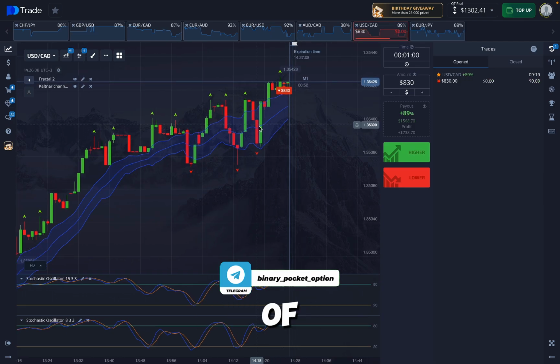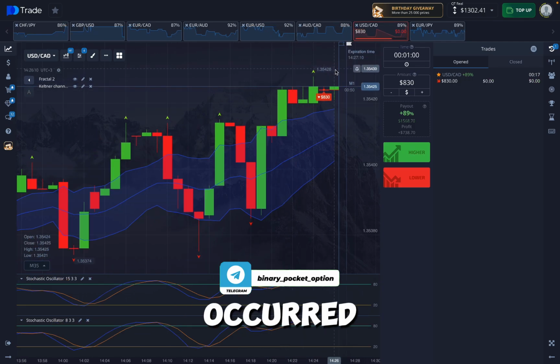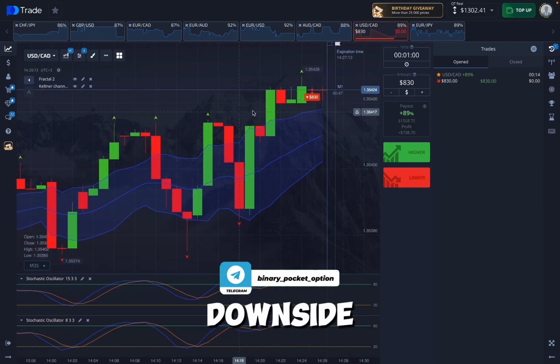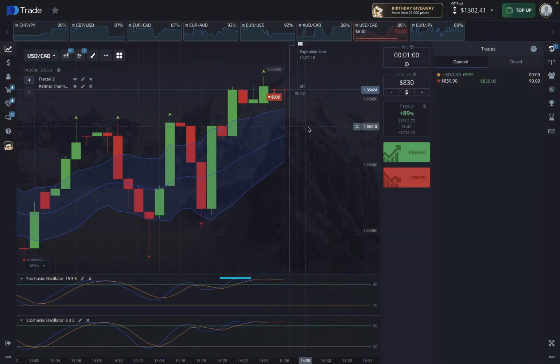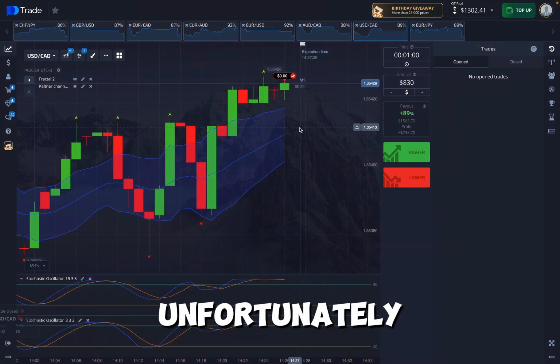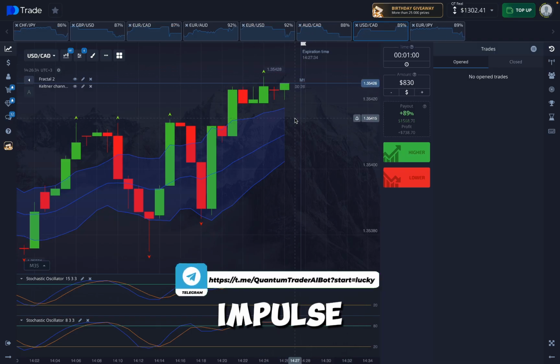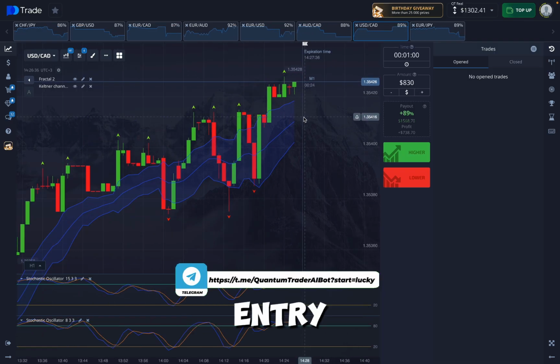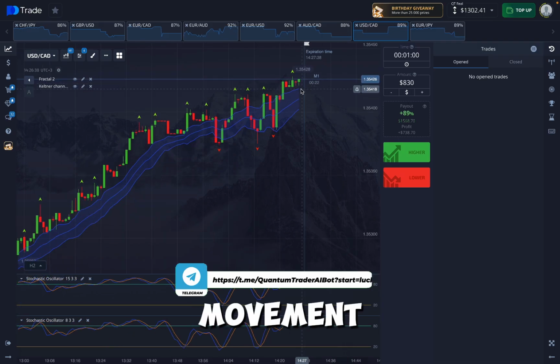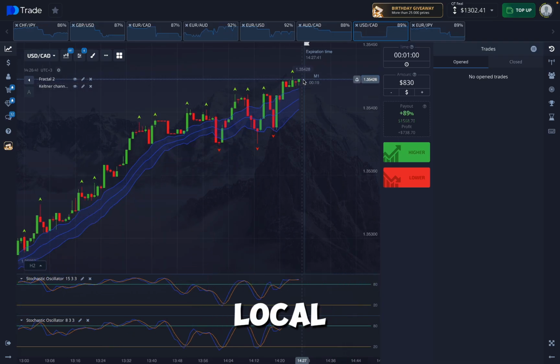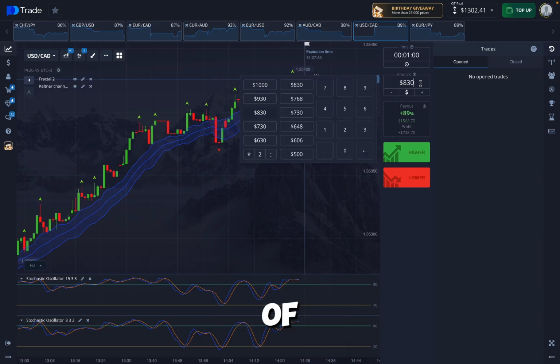The formation of a local high has already occurred. We should expect a downside exit. Okay, and the trade is unfortunately closed in the negative. At the last second, we had an upward impulse, but it was a pretty dangerous entry. I was assuming that the movement can go up further and renew its local maximum again, but it's okay, it happens.